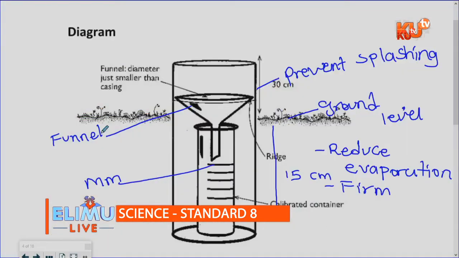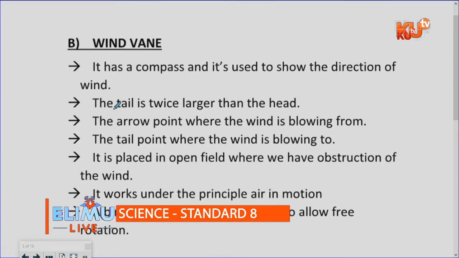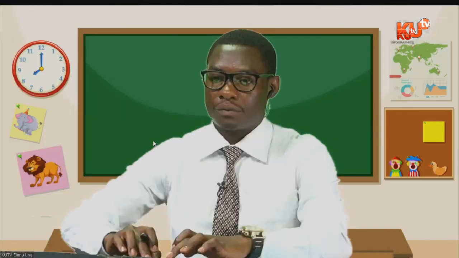So we can look at a wind vane. It also has a compass, and the purpose of a compass is to show direction. The tail here is twice larger than the head. The arrow points where the wind is blowing from, and the tail points where the wind is blowing to. It is also placed in an open field where there is no obstruction.